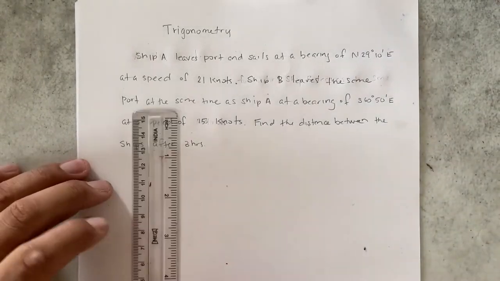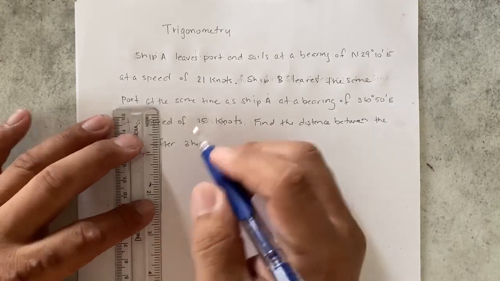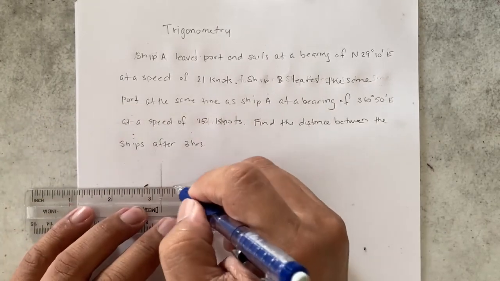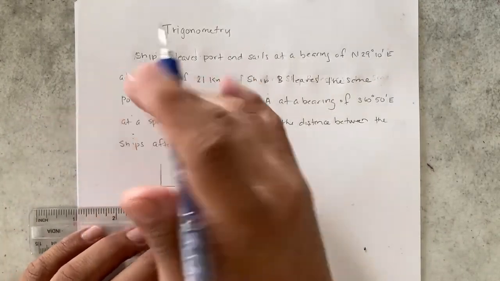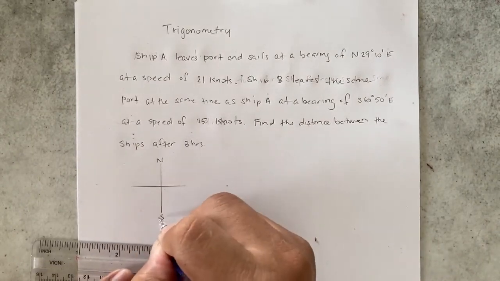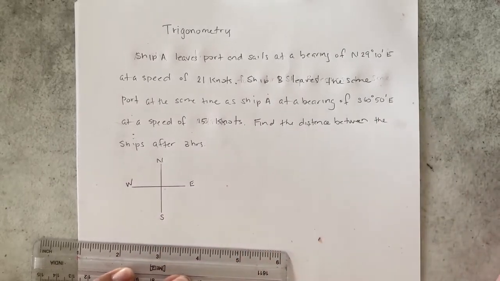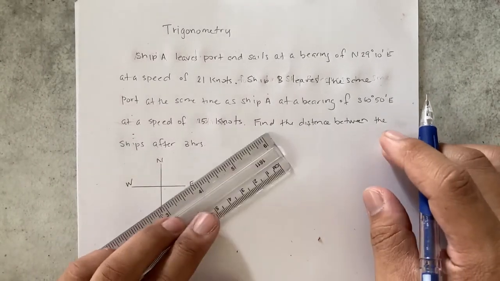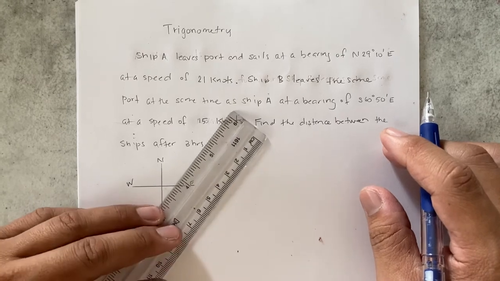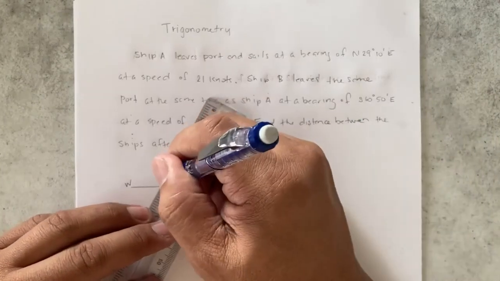So let's draw the north, south, east line for this one. Okay, so that's the first thing you have to do. Similar to the XY coordinate plane, I'm thinking north, south, west, and east. So let's look at ship A. It leaves at a bearing of 29 degrees 10 minutes east. So somewhere around here.